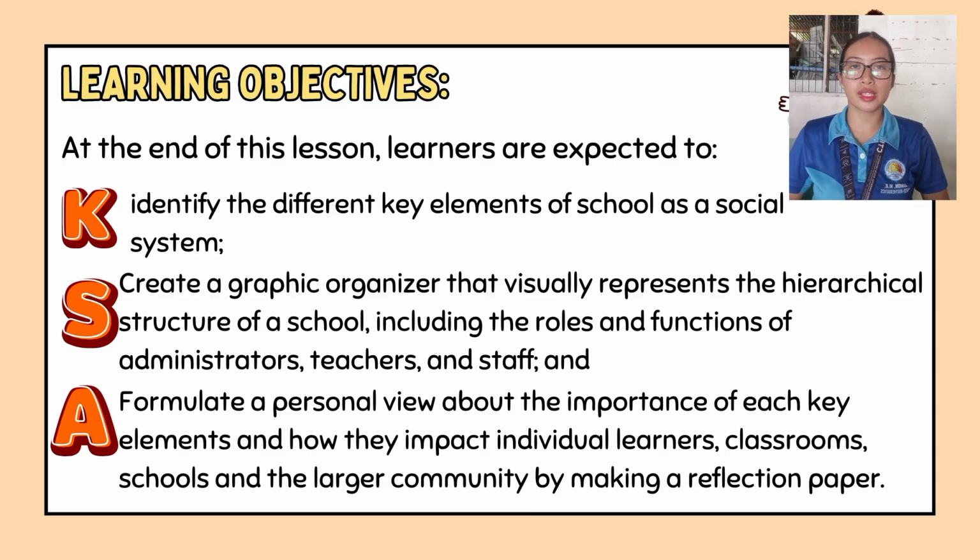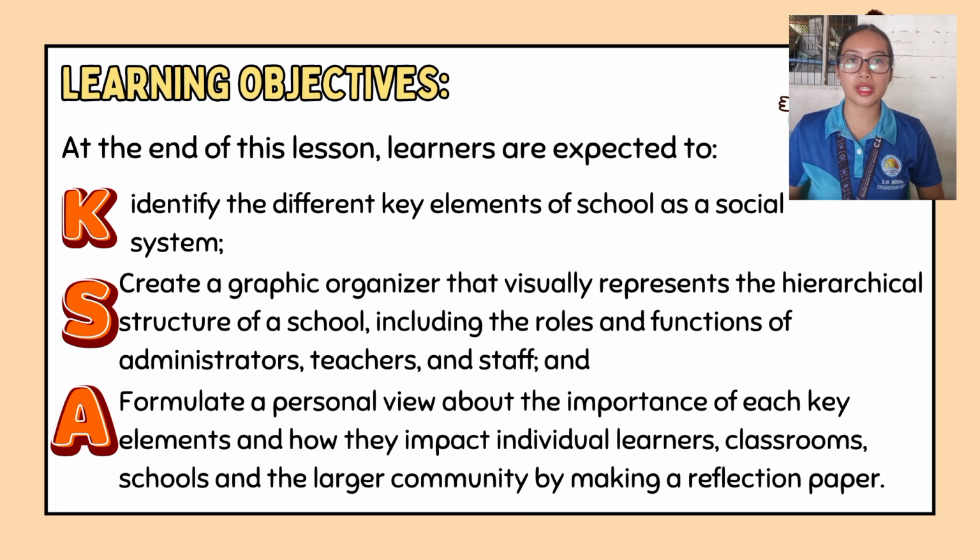To proceed to our discussion, I have here the learning objectives. At the end of this lesson, learners are expected to identify the different key elements of school as a social system, create a graphic organizer that visually represents the hierarchical structure of school, including the roles and functions of administrators, teachers, and staff, and formulate a personal view about the importance of each key element and how they impact individuals, learners, classroom, schools, and the larger community by making a reflection paper.